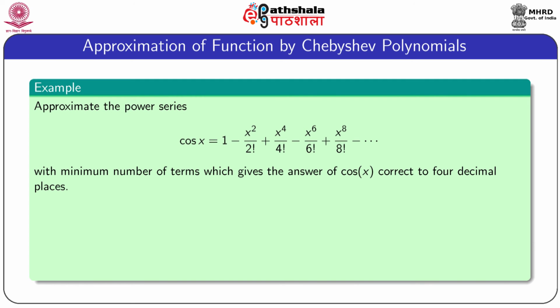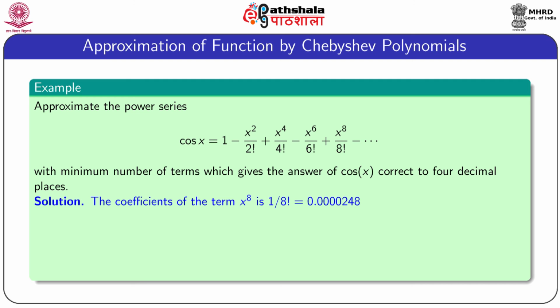Now, we explain this method, economization of power series, with an example. Here we consider the cosine series, which is nothing but 1 minus x square by factorial 2 plus x to the power 4 by factorial 4 minus x to the power 6 by factorial 6 plus x to the power 8 by factorial 8 minus and so on. Our aim is to find the finite approximation of the series cos x, that gives the answer correct up to 4 decimal places.